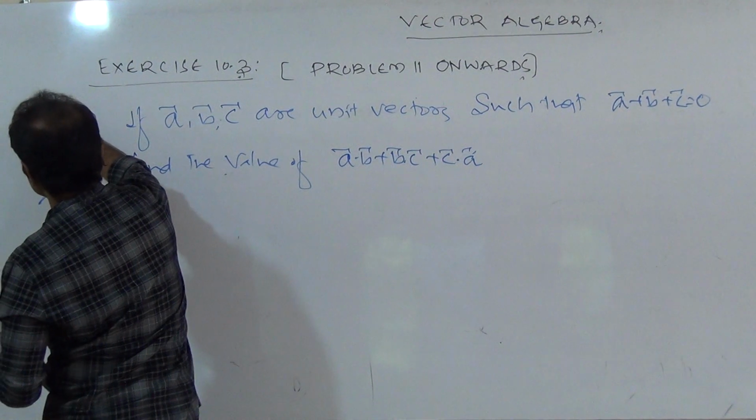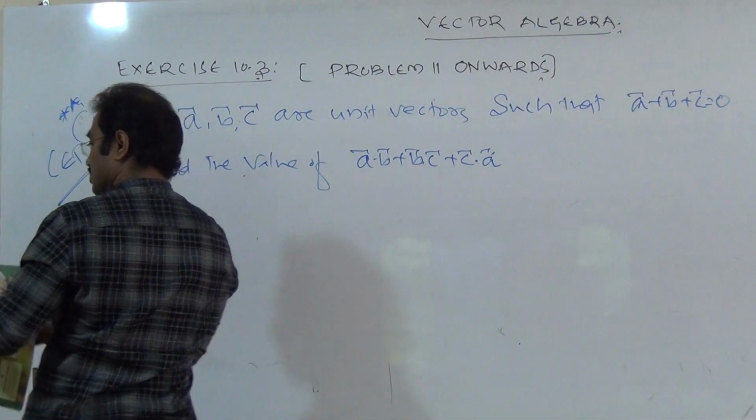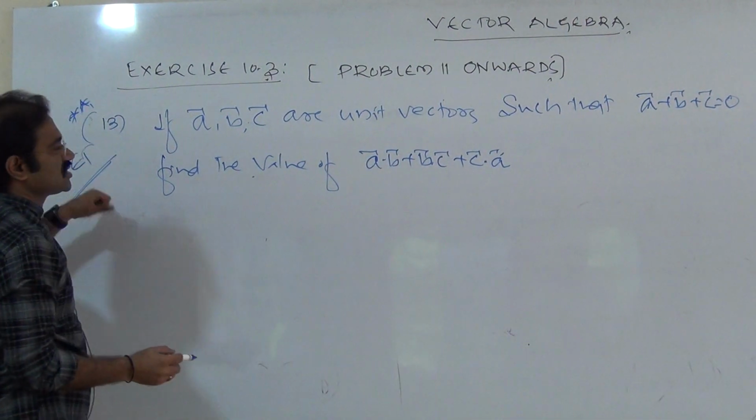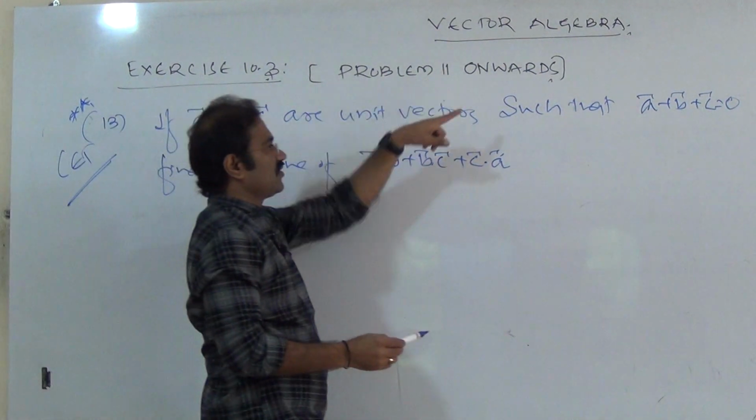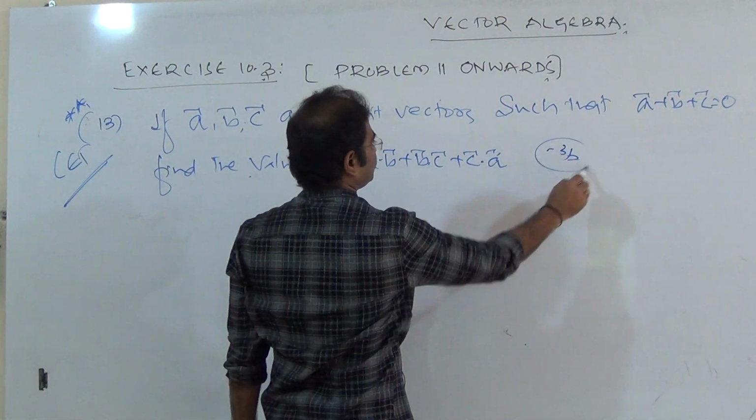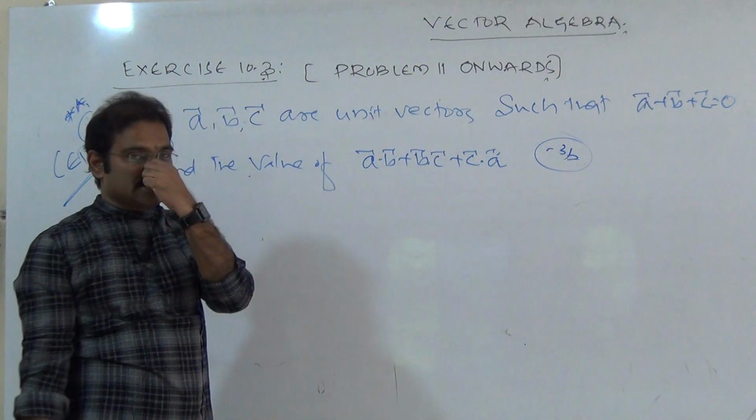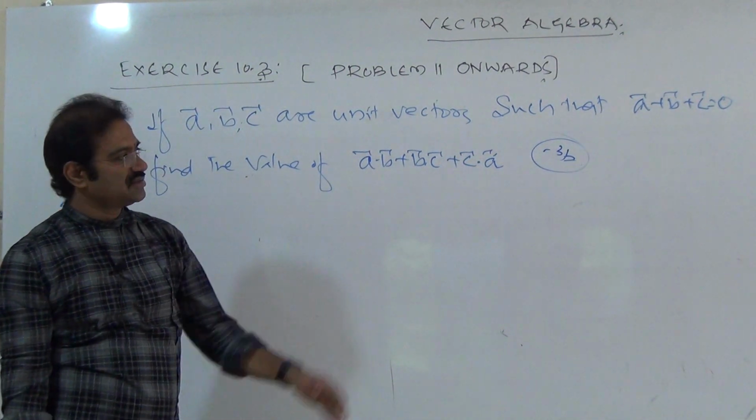Remember, very important. And I tell you the shortcut for this. The answer is unit vector 1, 1, 1. Therefore, it is minus 3 by 2. You will get the answer minus 3 by 2. Shortcut. I tell you the shortcut.